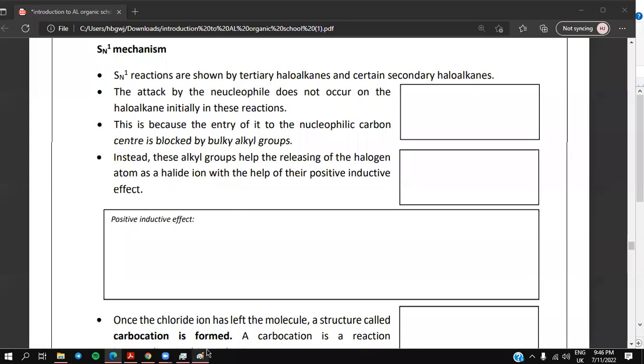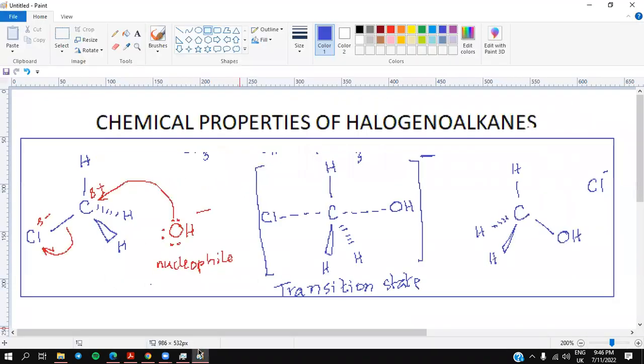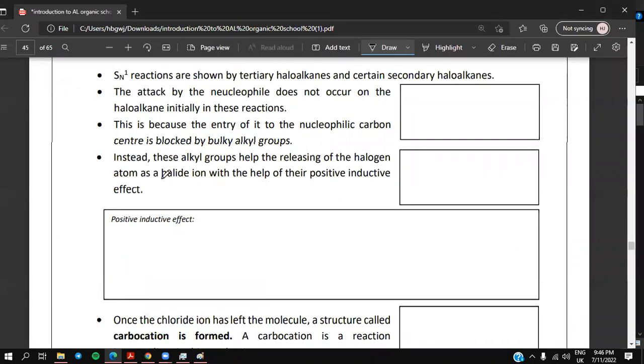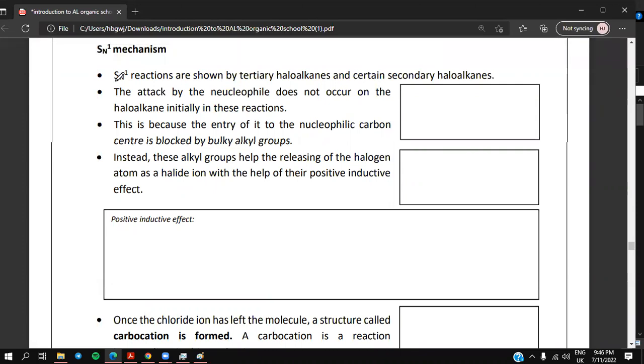We discussed the Sn2 mechanism, if you have forgotten. Again, this is an Sn2 reaction mechanism shown by primary halogenoalkanes, and they happen in a single step process. Sn2 happens in a single step. We go to Sn1 reactions now. We can draw the diagram for the Sn1 mechanism, but it's better if we read this a little bit. Sn1 reactions are shown by tertiary halogenoalkanes. Okay, this is interesting. Sn2 mechanisms are shown by primary halogenoalkanes. Sn1 reactions are shown by tertiary halogenoalkanes.